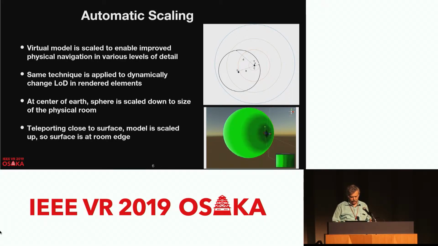The automatic scaling allows us to scale the virtual model dynamically. If you are at the center of the Earth, the sphere is scaled down so it can fit in the physical room, and we allow the user to walk inside the physical room, which is typically a small room. And when teleportation gets us closer to the surface, the model is automatically scaled up. So again, the surface fits on the room edges, and we are inside the room.